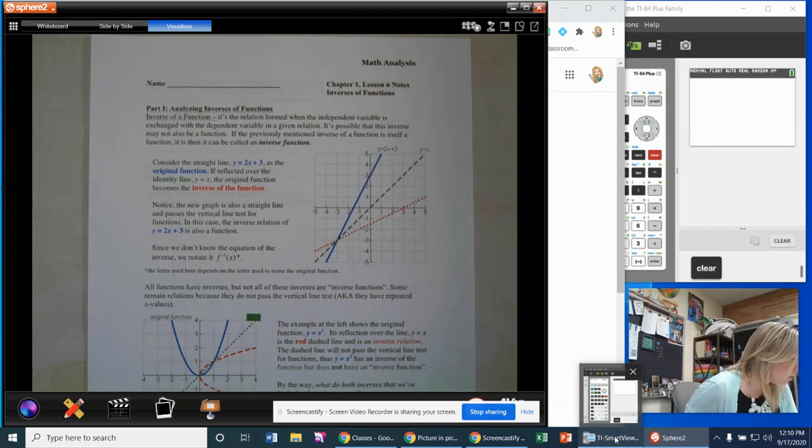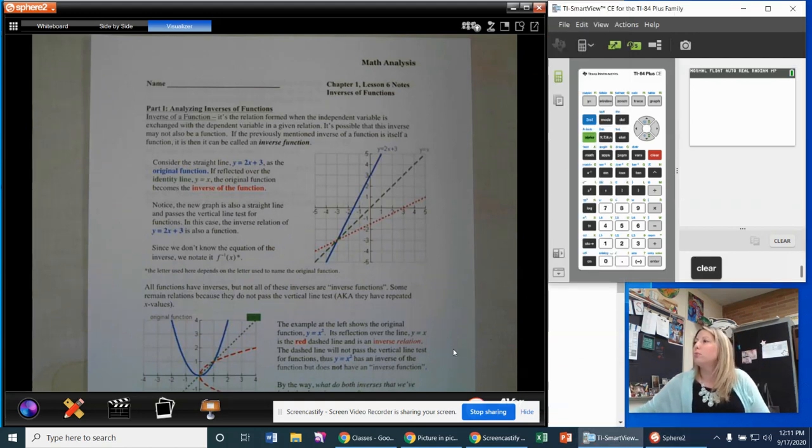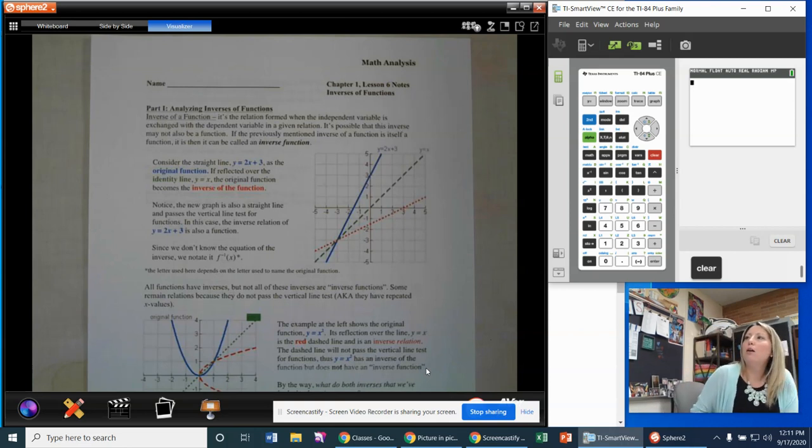Analyzing inverses of functions. Okay, this is a good time. This is kind of fun. Just pull my emulator up so I can pull up some stuff when I want to.